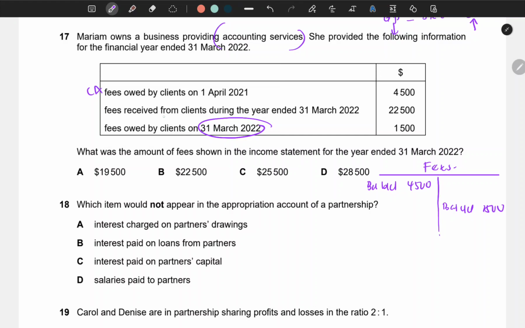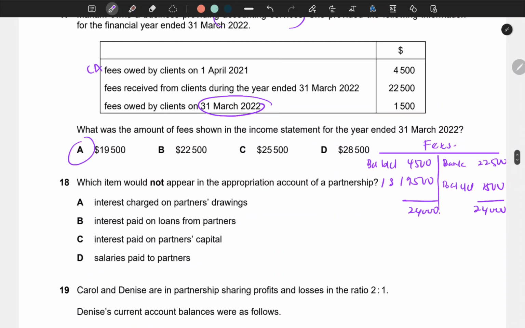Fees received means when you receive the money, you debit bank and credit the fees account. Let's say bank 22,500. You need to know how much to transfer to the income statement, so what I need to do is just close the account. So 22,500 plus 1,500 is 24,000, minus 4,500 is 19,500. So we transfer 19,500 to the income statement.